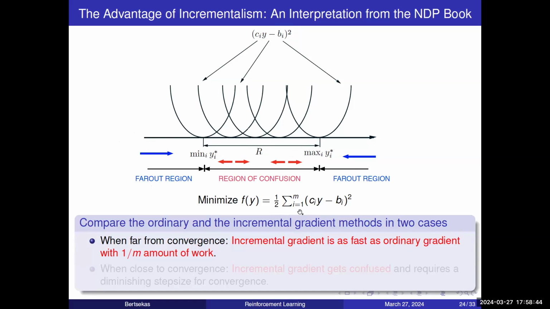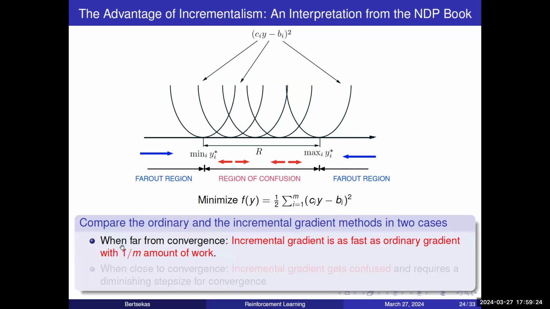Suppose, for example, let's consider c1y minus b1 squared. We can compute its minimum point and its optimal by simple calculus. And the minimum among all those y's and the maximum of all those y's defines an interval. One can show that the true optimal actually lies in this closed interval. The region beyond this closed interval is called the far out region. And this interval is called the region of confusion.